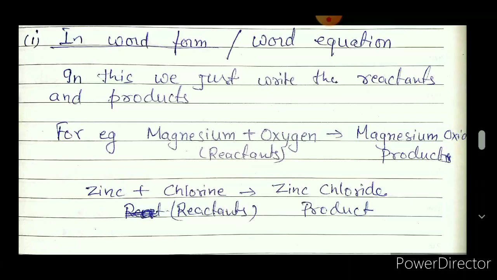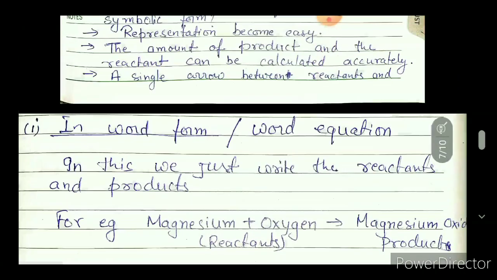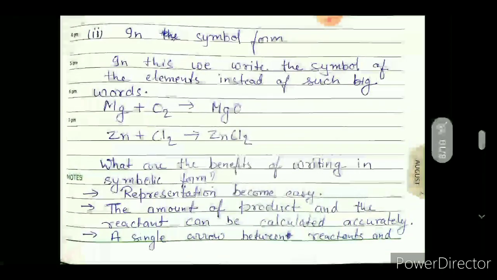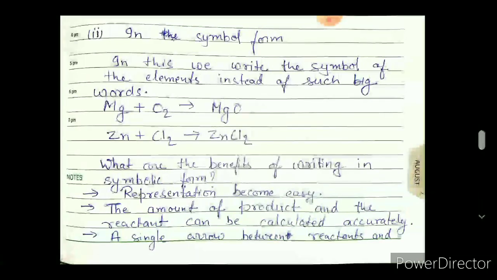So let's see how we write the equation in symbolic form. In this we write the symbol of the element instead of such big words. Big words are not easy to write every time, and it is also time consuming. Here you can see Mg plus O2 gives MgO and Zn plus Cl2 gives ZnCl2. Are there any benefits of writing in symbolic form? Yes, representation becomes so easy. You do not have to write such big words.